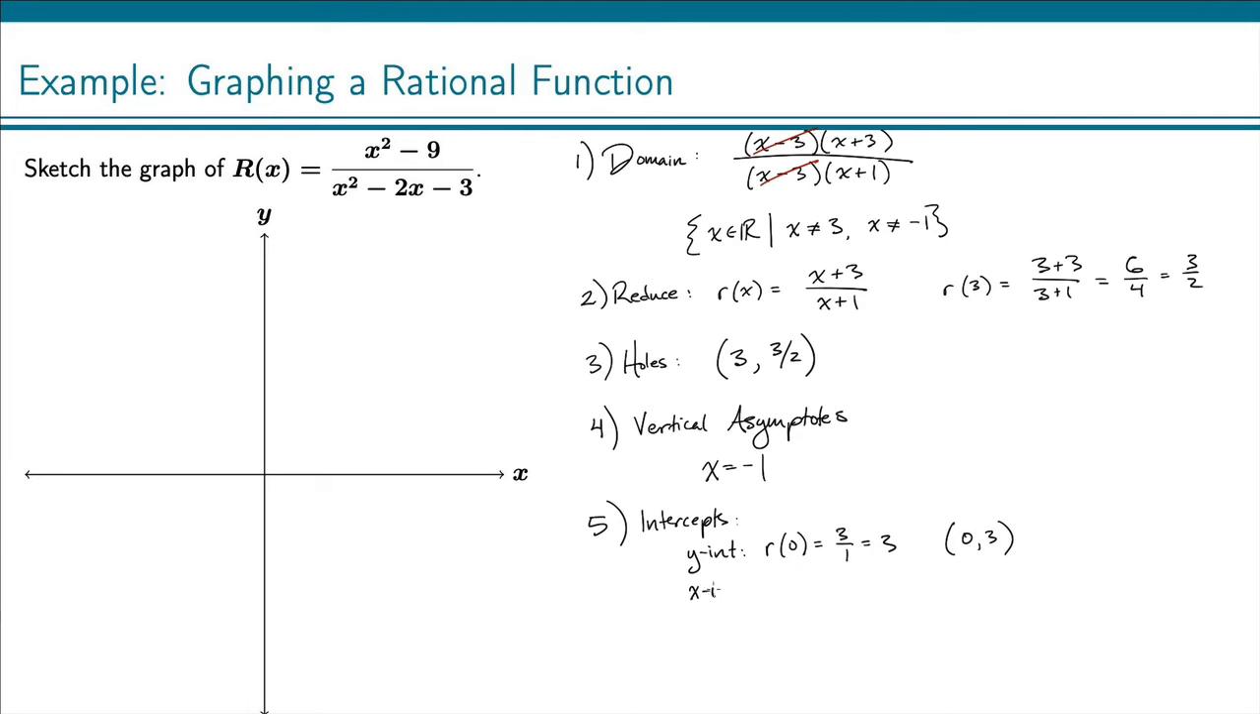For our x-intercepts, we set the numerator of our reduced form equal to 0. So if we set x plus 3 equal to 0, we get x equals negative 3. So the x-intercept is negative 3, 0.